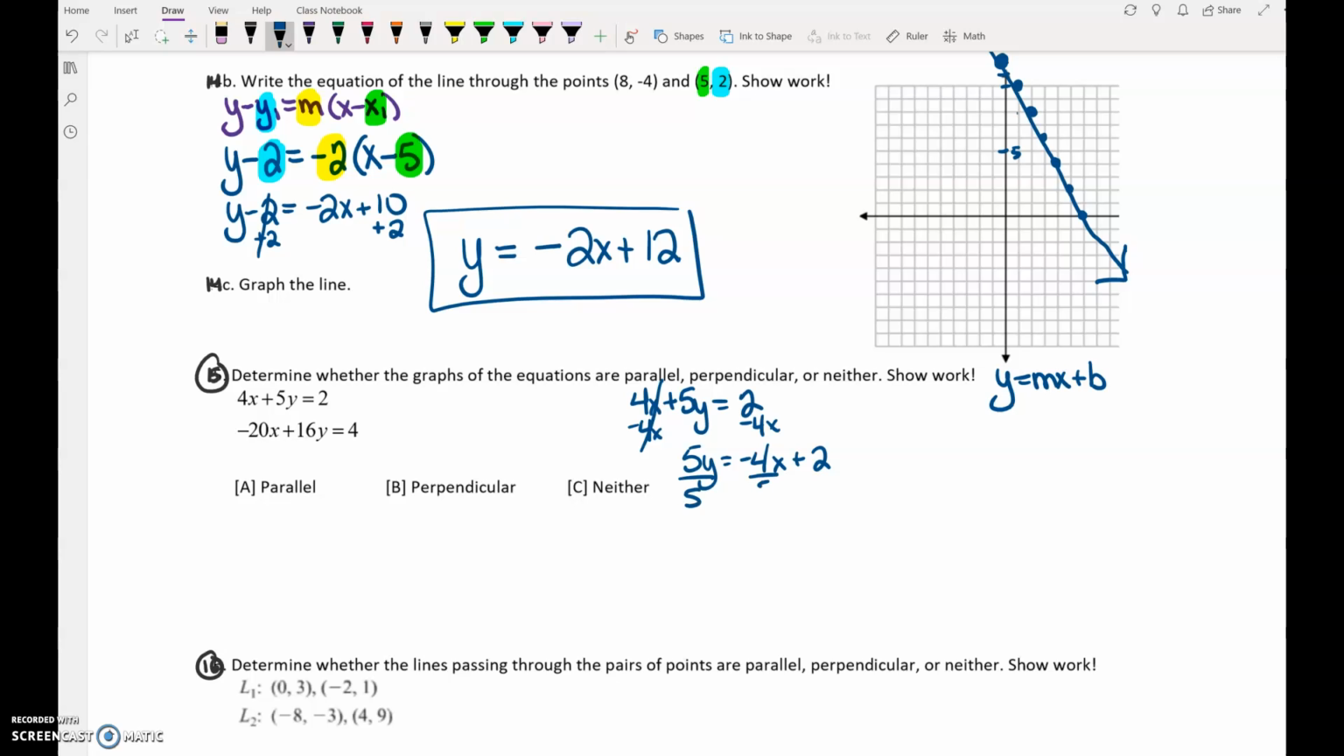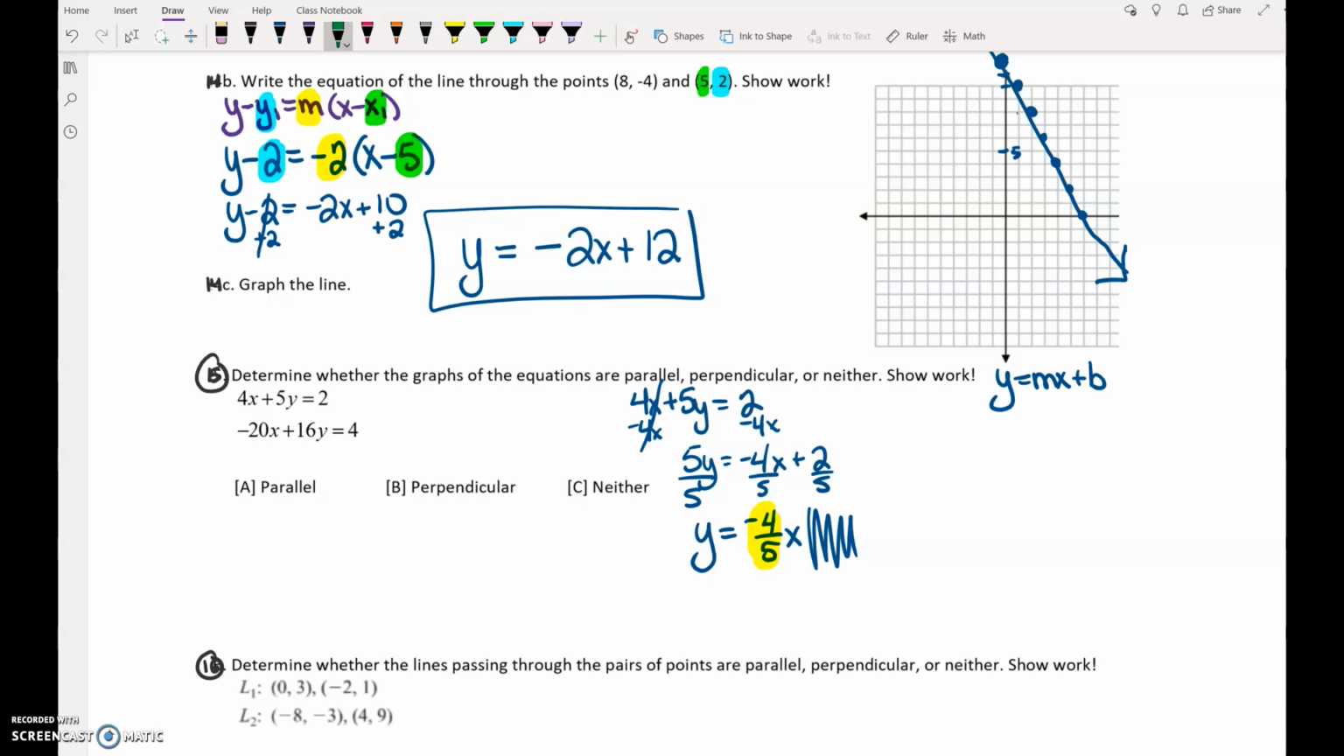Divide both sides by 5, and we get y equals negative 4/5 x. Honestly, I don't even care what number comes next. Really, all I care about is that the slope is negative 4/5. So one of our slopes is negative 4/5.